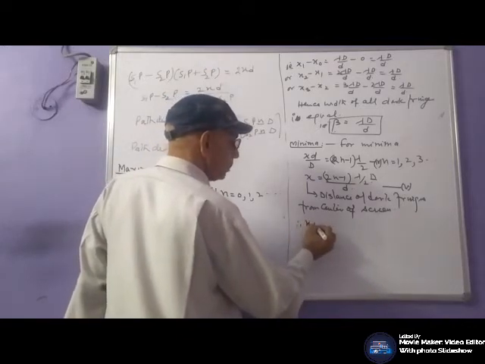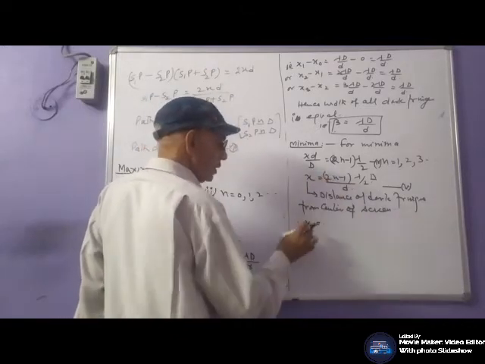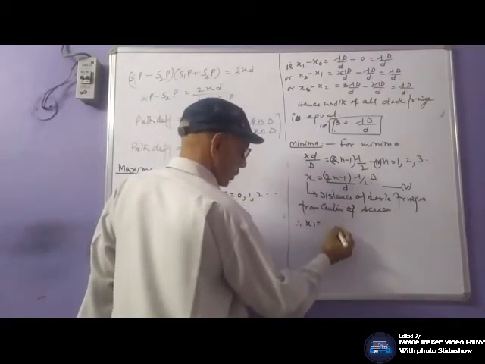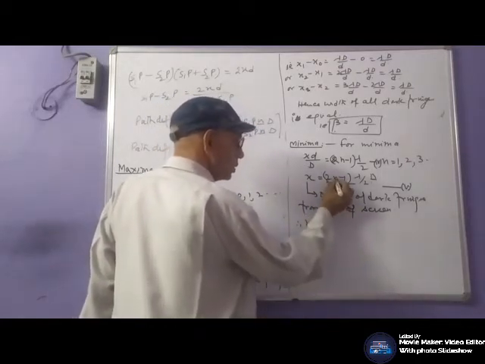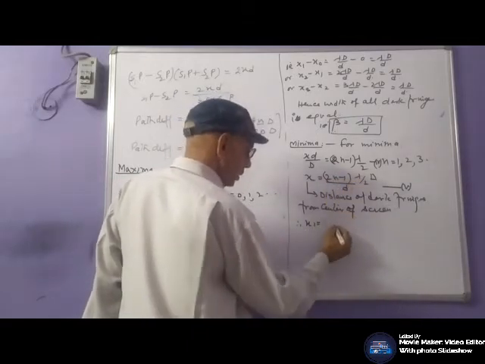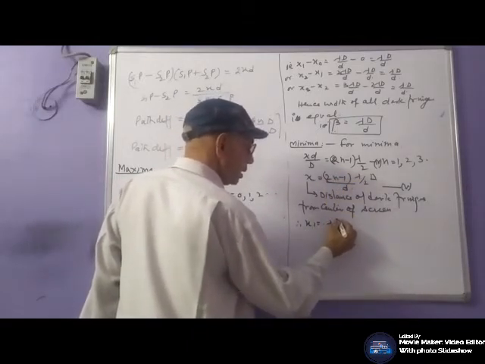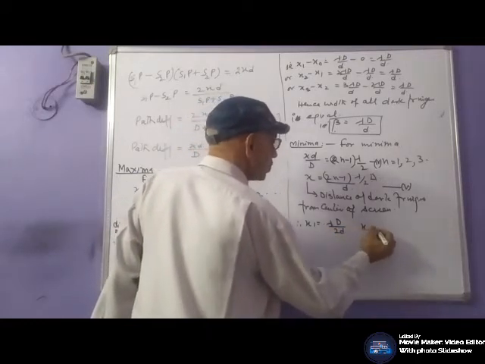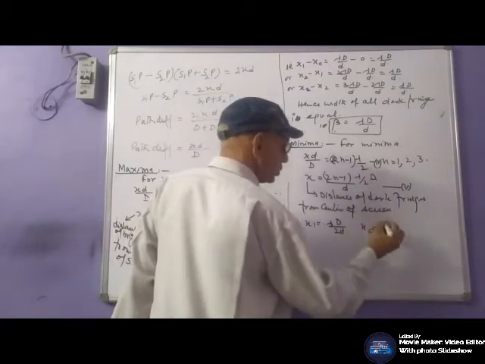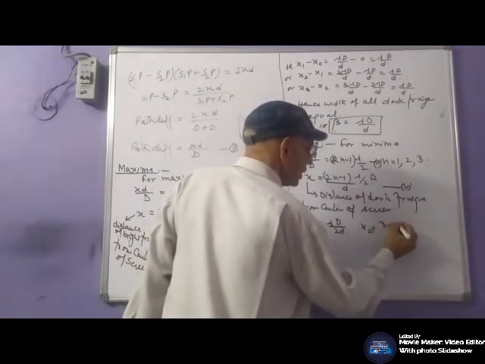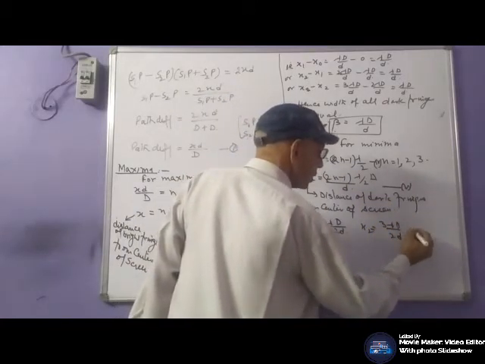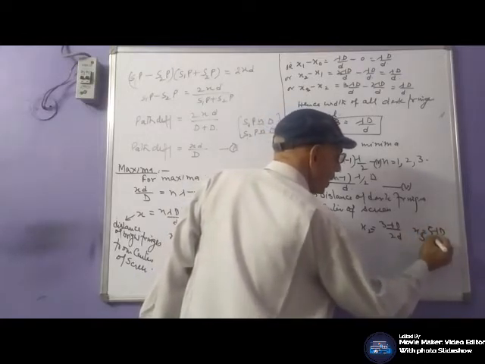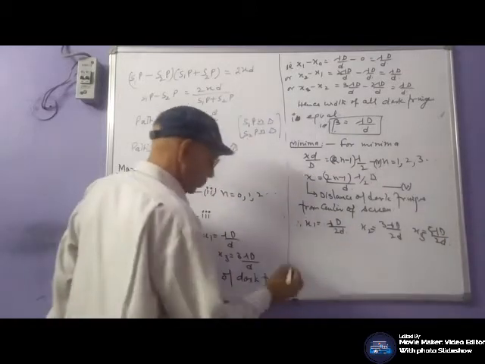Therefore, x1, the distance of first dark fringe from center, is 2 minus 1, lambda D by 2d. x2 is 2 times 2 minus 1, that is 3 lambda D by 2d. x3 is 5 lambda D by 2d, and so on.